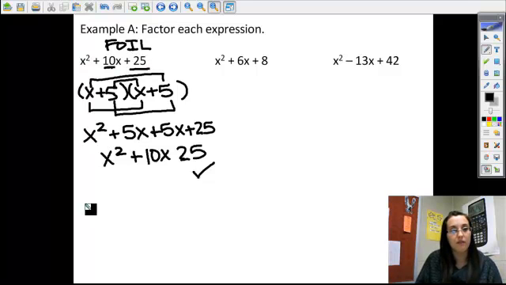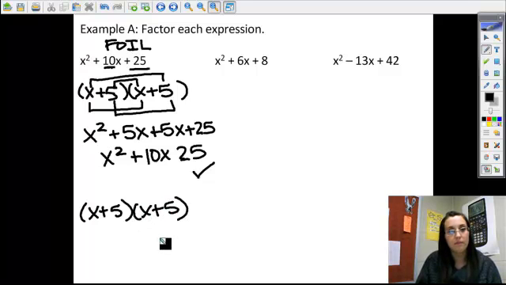So my final answer for this one is x plus 5 times x plus 5. Okay? This is this trinomial written in factored form because it's written as the product of two expressions rather than the sum of expressions like it was up here. And they do equal the same thing. They're just written two different ways. So I'm going to do factored form for this one.